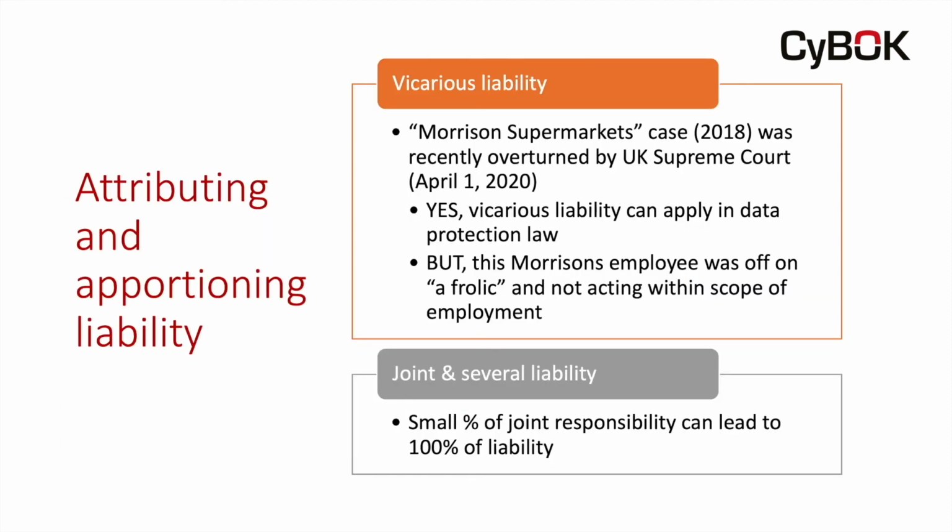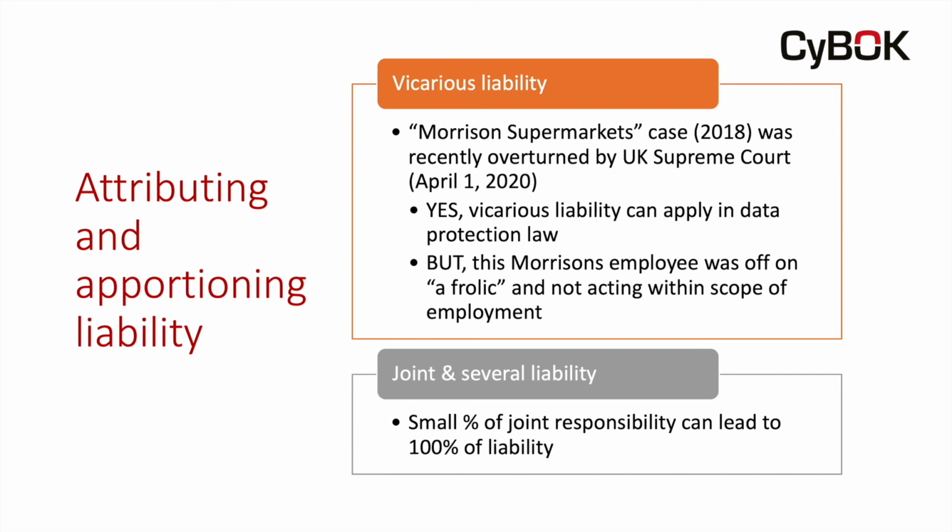Within torts generally, when you have more than one tortfeasor or more than one party involved in committing the tort, there are a number of different rules about attributing and apportioning liability. I've mentioned two here. The first is vicarious liability. The most common place you encounter vicarious liability is when an employee does something negligently or commits a tort. If that tort is committed by the employee within the course of their business, then the employer becomes strictly liable to compensate the victim. The case that I've cited here is one that I mentioned in CyBOK.